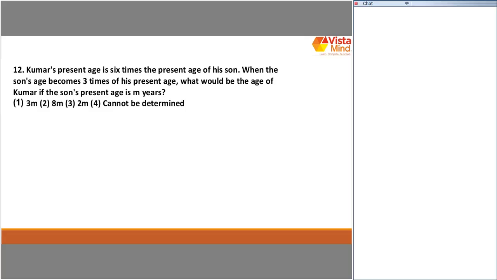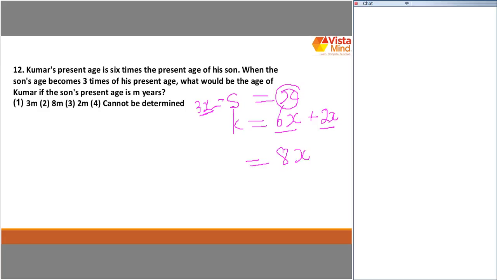Okay, let us try to solve it. Kumar's present age is 6 times the present age of his son. Let the son be x. Therefore, Kumar is 6 times x. Next, when the son's age becomes 3 times his present age, that is, the son is now 3x. The son was x years old, now he's 3x. That means we're talking about a time frame of 2x years. Kumar was 6x. After 2x years, he will become 8x. Here they have given the present age of the son as n, so in place of x we put n. The answer becomes 8n. Bibu, it's not 3n, it's 8n. Did you get the concept?